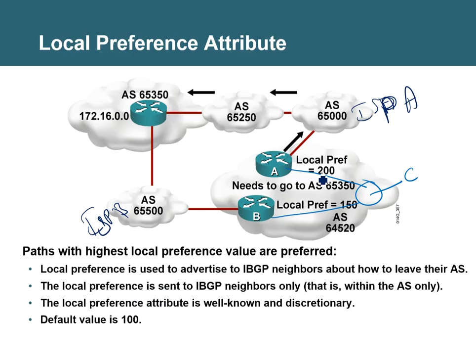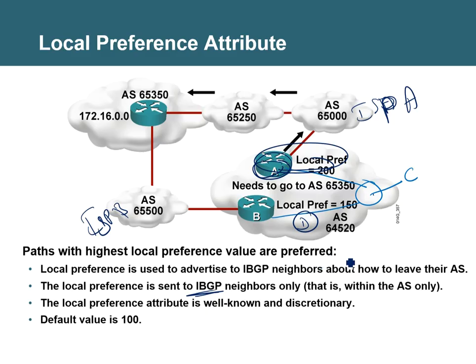That's why you set local preference higher on this router, so that every router, not only C, every router, if you have D, every router, when you set local preference higher on router A, that information will be advertised to every IBGP router. It will be sent to every IBGP router. So every router knows that A is the best exit.